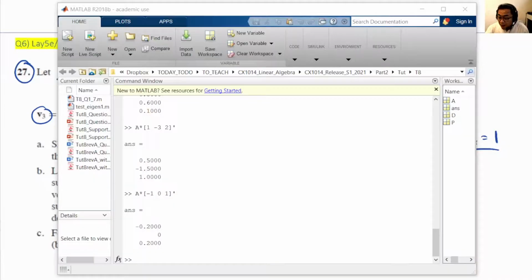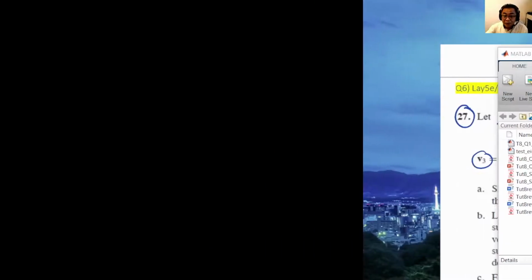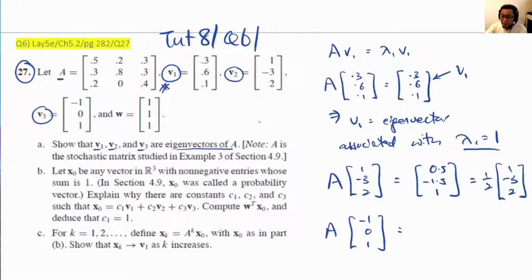Let me pause. On this side, I've multiplied A times 1, minus 3, 2. And the other one is A times minus 1, 0, 1. And we see that this is the answer, which is 0.5, minus 1.5, 1. What we are seeing is that this is actually half times the original vector given to us. Therefore, lambda is equal to half for this eigenvector v2.